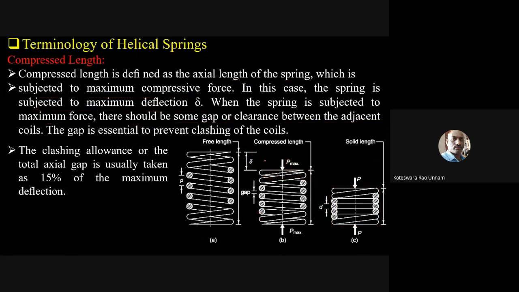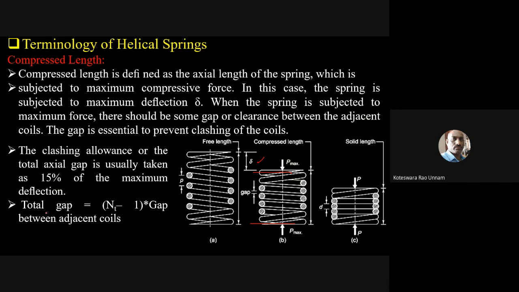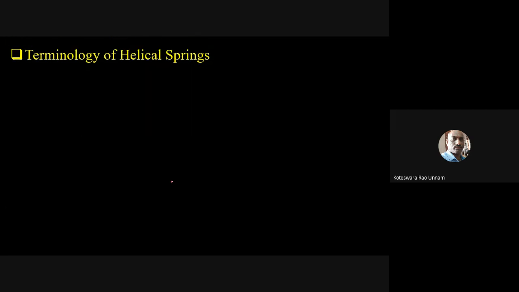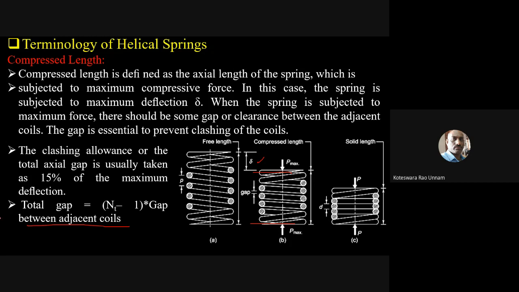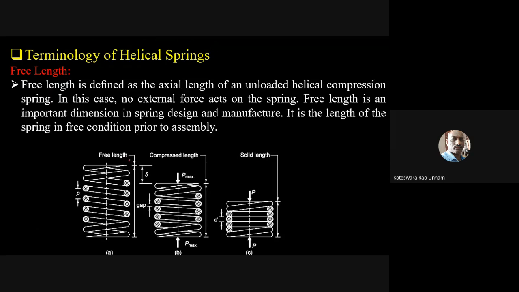If I know this maximum deflection, 15% of it will be taken as the total clash allowance. So you can write the total number of gaps here as nt minus 1, multiplied by the gap between adjacent coils, and this gap we are taking as 15% of this delta. So that is the expression for the compression length. Once you know that, the total gap plus this solid length will give you the compression length. Then finally you have free length.